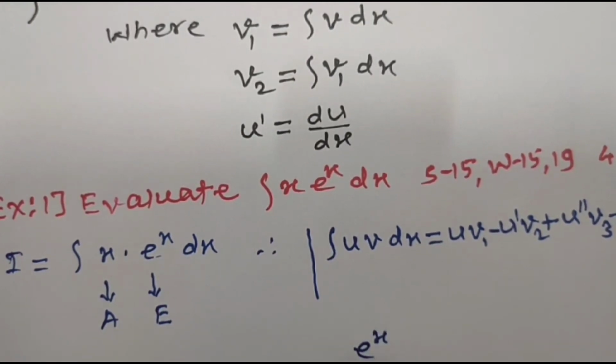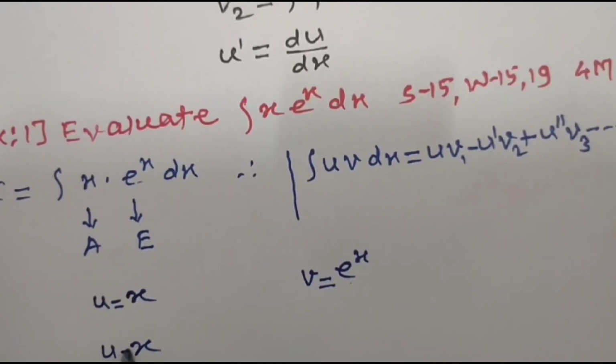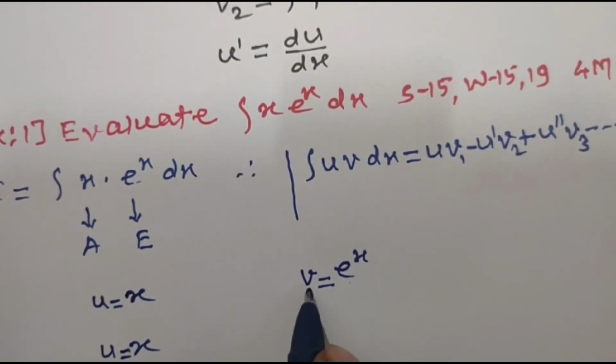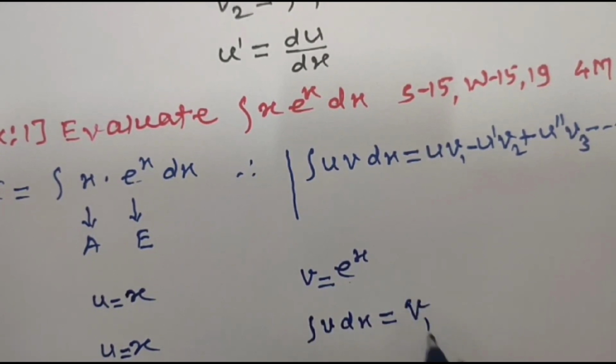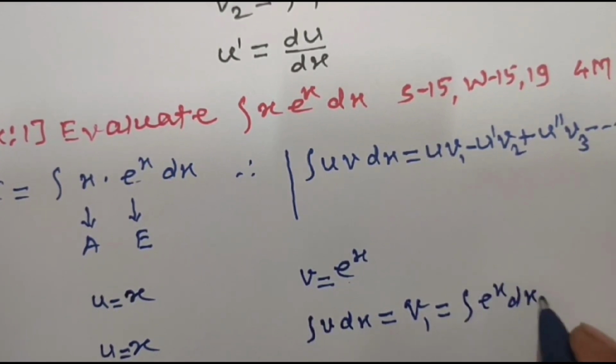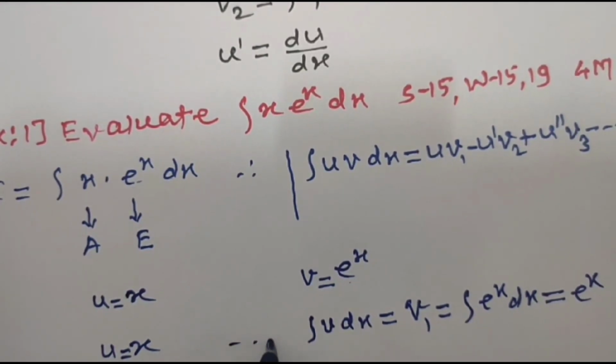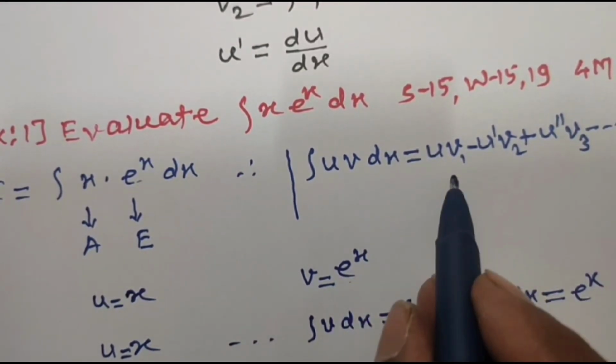So u is equal to x and v is equal to e to the power x. Take integral of v with respect to x. Hence, integral of v with respect to x is equal to v1, and this is equal to integral of e to the power x with respect to x, which is e to the power x. Keeping u is equal to x as it is, u into v1 is the first term.